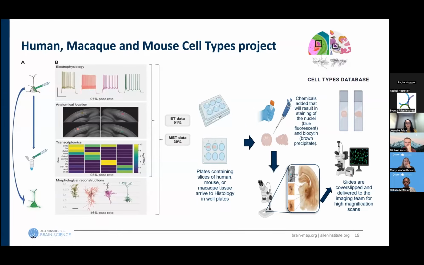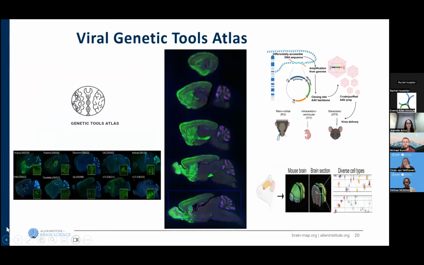The histology team also collaborates with several other projects in the human, macaque, and mouse cell types project, where we do the processing of the tissue sections, and we stain them with DAPI to make it easier for mapping posteriorly. And also, we collaborate and make sure that all the tissue sections are also perfect for the Viral Genetic Tools Atlas that has been released pretty recently.